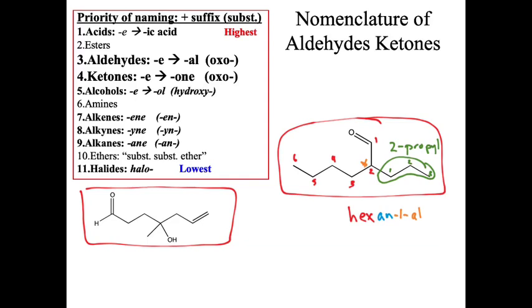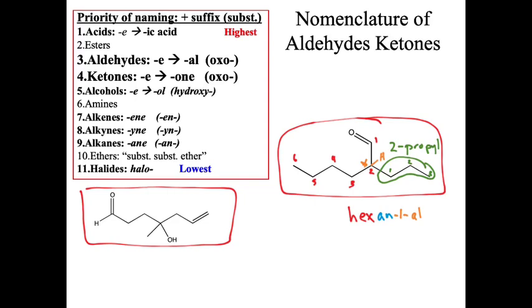How do we know there's a stereocenter there? 4 different groups. We only see 3 different groups. There's that implied hydrogen. So we've got 4 different groups there. Kind of make sense? Okay.